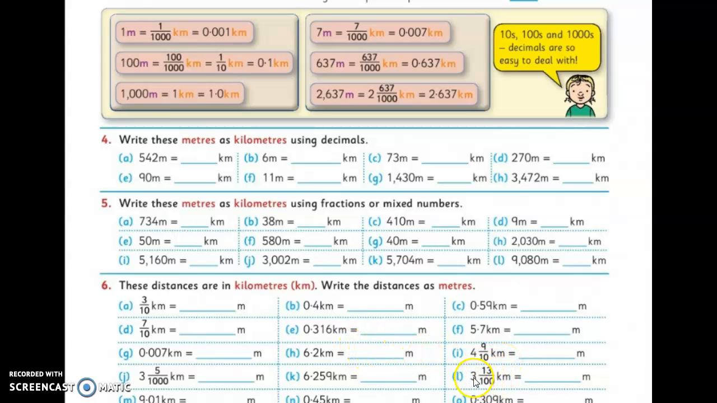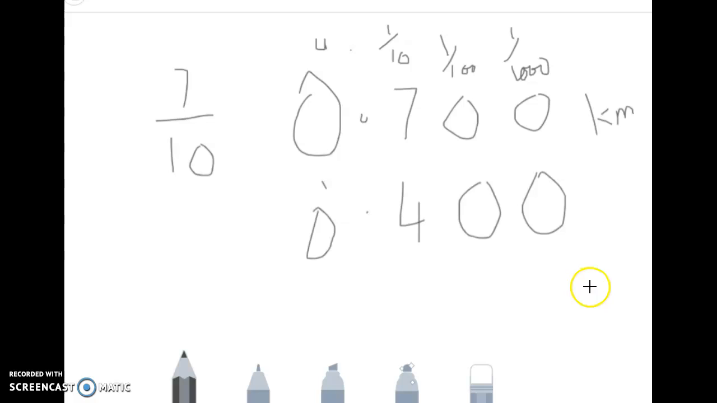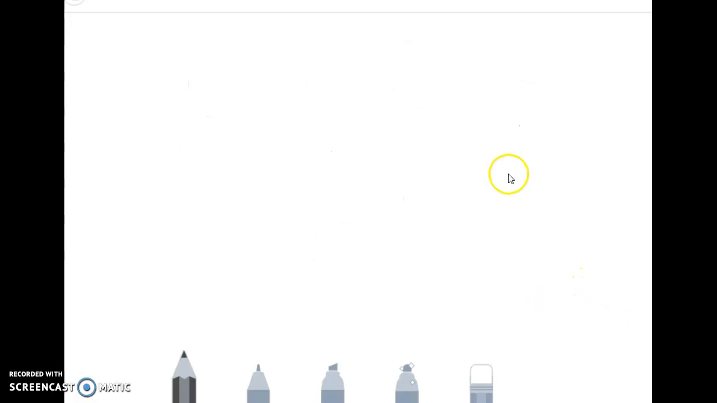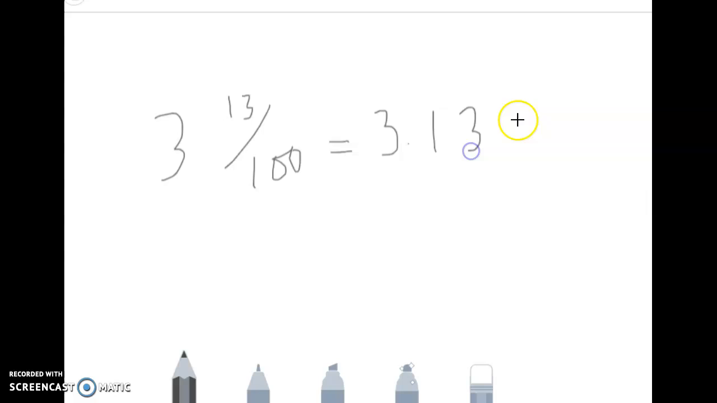So there's a few little tricky ones in there. Now look at this one, 3 and 13/100ths. We look at that one on the whiteboard. So you've got 3 and 13/100ths. So we're going to have 3.130. So that's basically 3,130 meters. Okay, so there's a few to help you along on page 86, and hopefully if you get them right, you'll probably get most of the rest of them right.